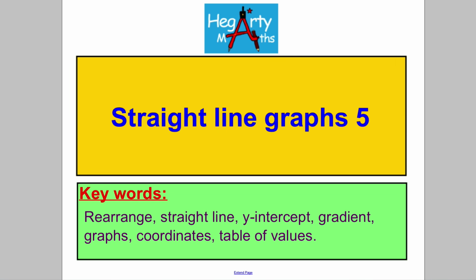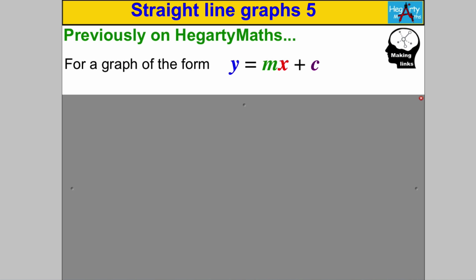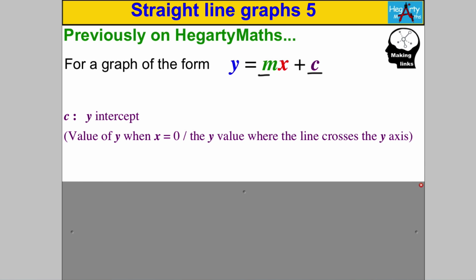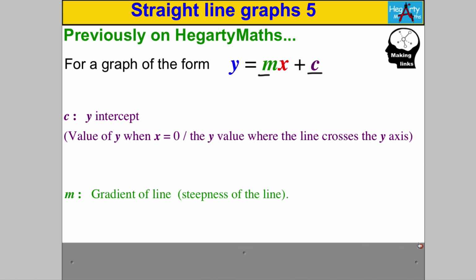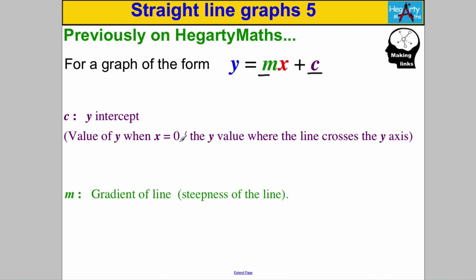It's Mr. Hegarty here. In this video we're learning about straight line graphs again. It's our 5th video on that topic. So I want to start by asking you some things that you should already know. If a straight line is in the form y equals mx plus c, can you tell me what m means and what c means? Well, you should know m is the gradient and c is the y-intercept, so the value of y when x is 0. That is crucial that you know that, and we're going to rely on that knowledge.